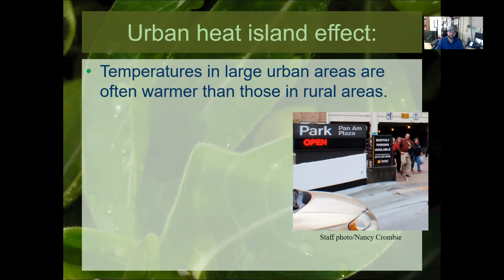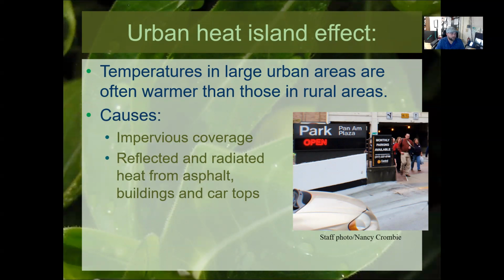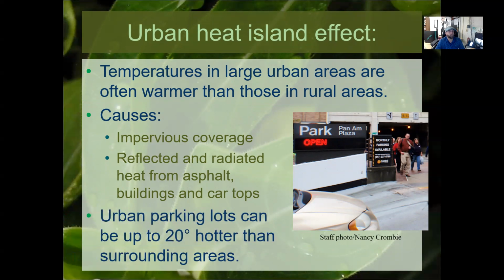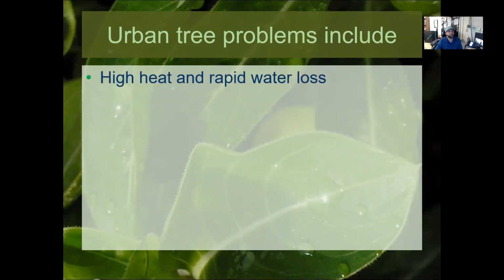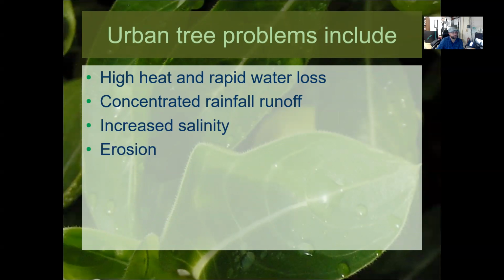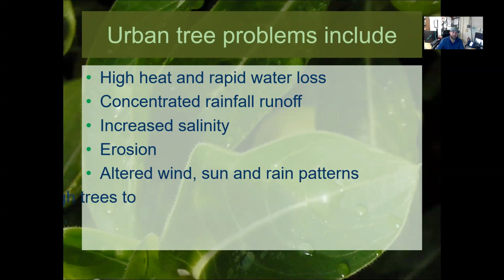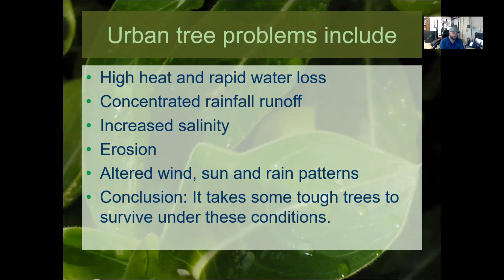As I talked about in the previous lesson, if it's 80 degrees out in the country, it's probably about 100 degrees out in the city. Some causes of this are impervious coverage, reflected and radiated heat from asphalt, buildings, and car tops. And then urban parking lots can be about 20 degrees hotter than surrounding areas. So urban tree problems include high heat and rapid water loss, concentrated rainfall runoff, increased salinity, erosion, altered wind, sun, and rain patterns. And in conclusion, it takes some tough trees to survive under these conditions.